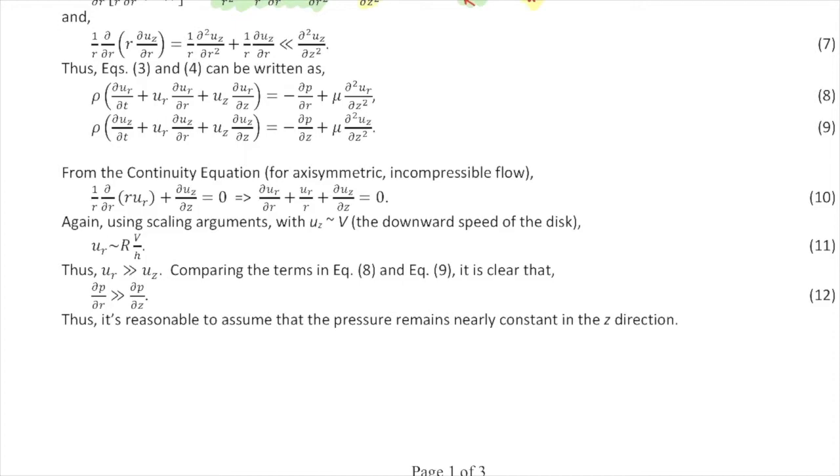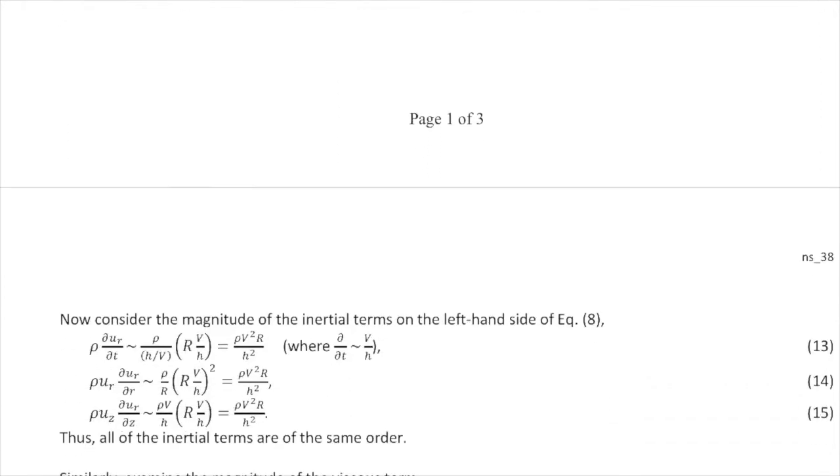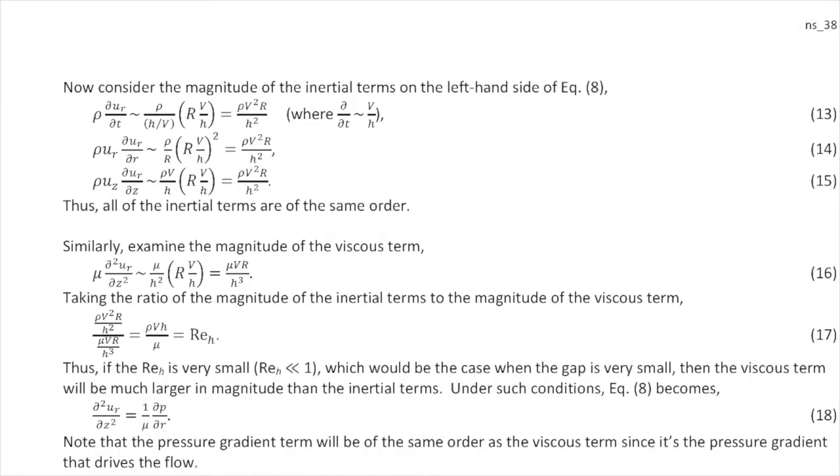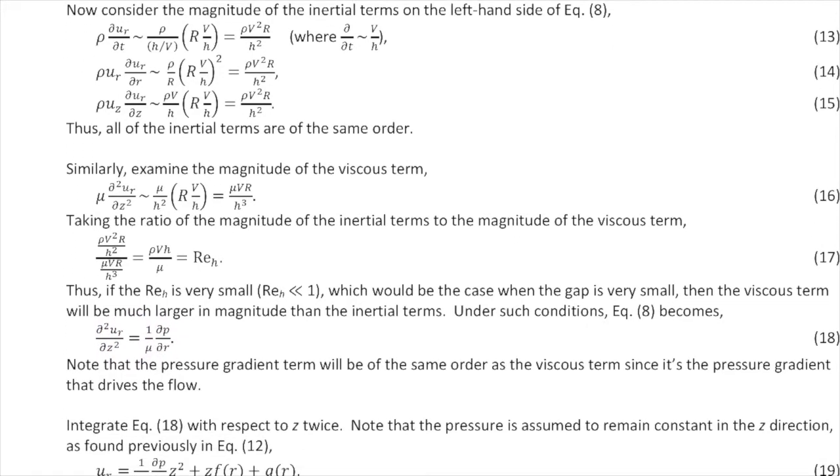So what we'll be left with is this expression here. Okay, so this is just our Navier-Stokes equation now in the radial direction after we made a number of scaling arguments. And these scaling arguments only really hold true when that Reynolds number is very small, which will be the case when the gap height is small.